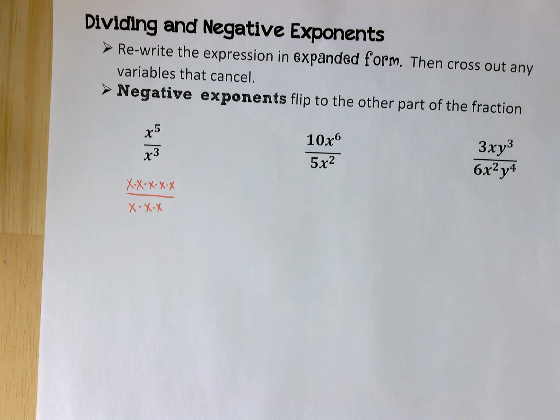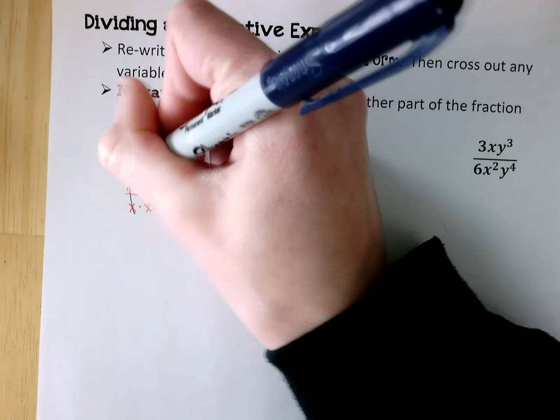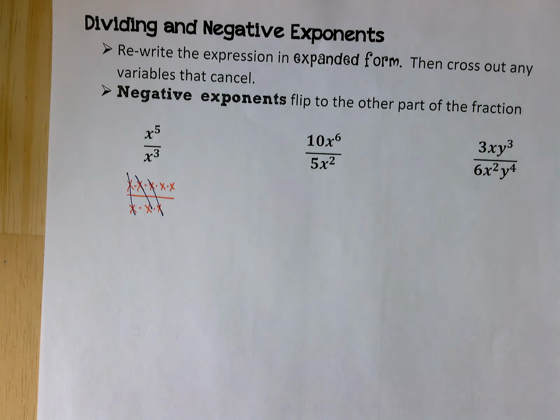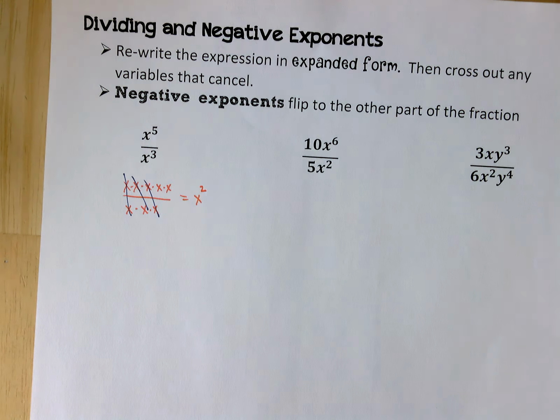This is the same idea. So I can cancel out that x, that's a common factor, that one's a common factor, and that one's a common factor. And then I just have to look at what I'm left with. I have 2 more x's left, so x squared. And that's it, I'm done. Okay, let's look at the next one.